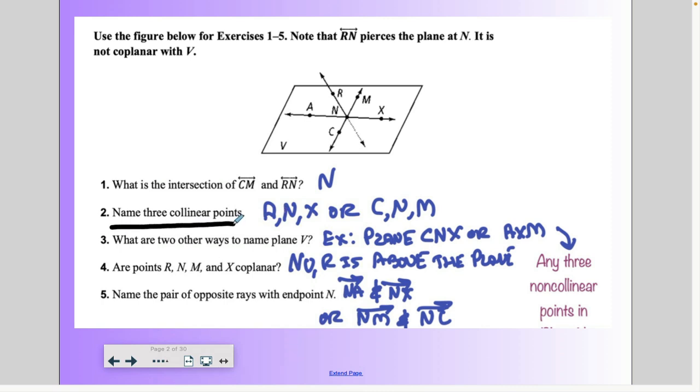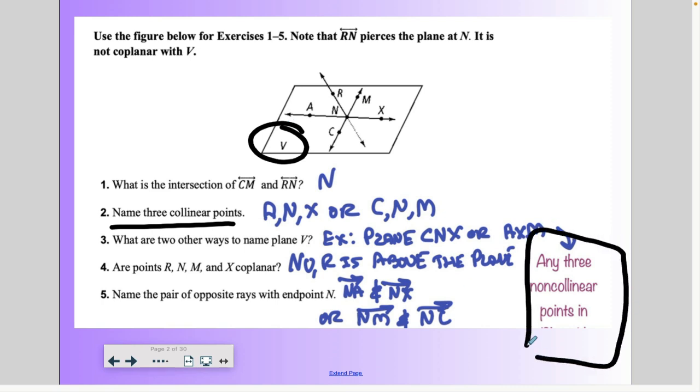Name 3 collinear points. You had several options. I just gave a couple of choices. You should not have included V. V is not a point. V is the name of the plane. Okay? 2 other ways to name plane V. Any 3 non-collinear points. I did not feel like listing them all, so I only gave a couple of options. So one option I gave was C and X. They are not collinear. These are collinear, these are collinear, but all 3 of them are not.